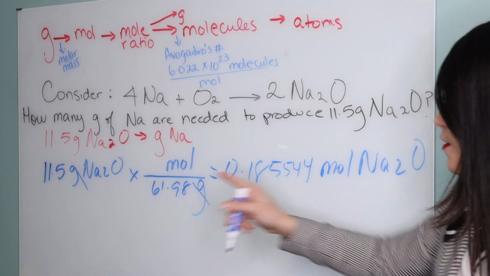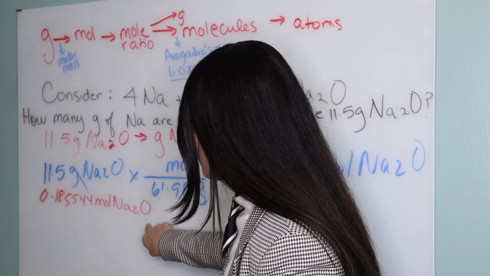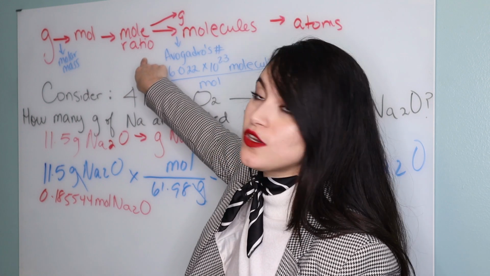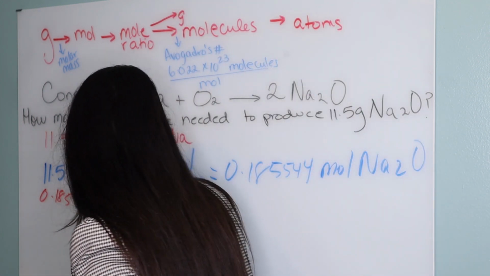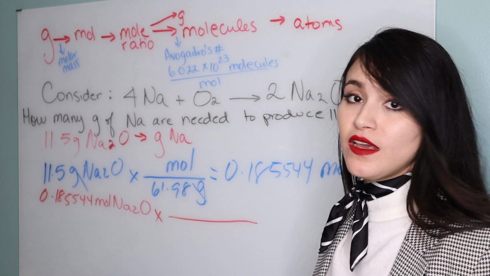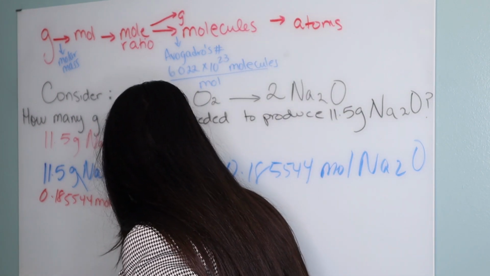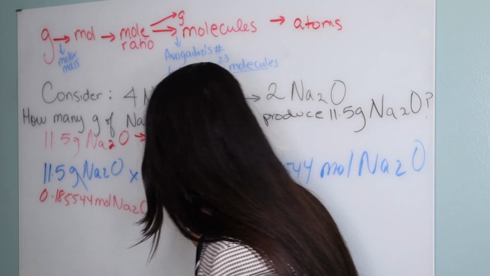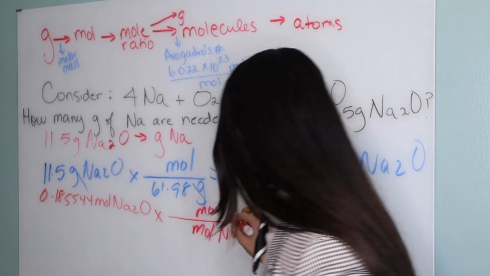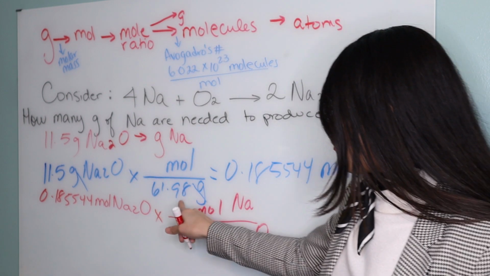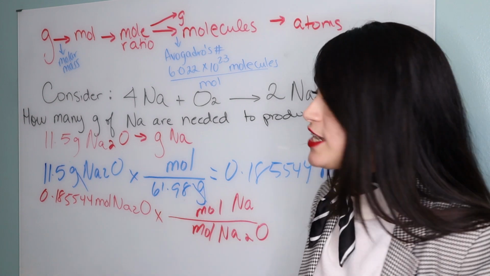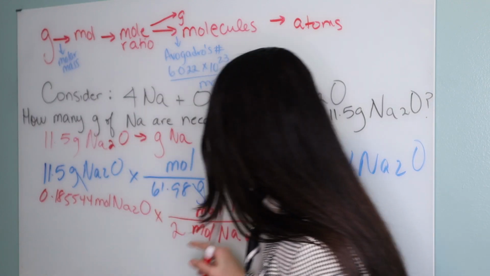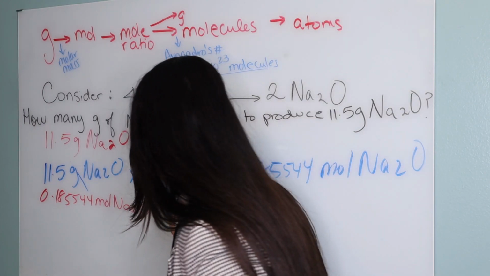Now I'm going to be writing this over there. So I wrote over here the moles of sodium oxide, and now I have to go through the mole ratio to get to the grams. So let's do that. What I want to get rid of, which is moles of sodium oxide, is going to go at the bottom, and what I want, which is moles of sodium, is going to go at the top. And over here, you're going to be writing the coefficients after the reaction is balanced, like we've mentioned before. So the coefficient is going to be 2 for sodium oxide, and for sodium is going to be 4.